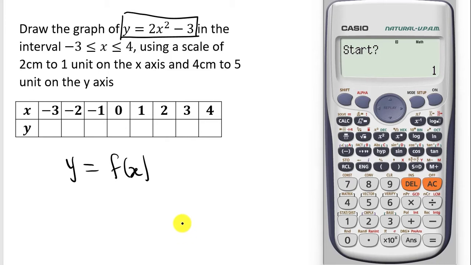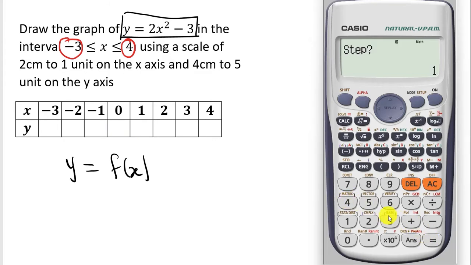You have been given some interval, and the interval is -3 less than or equal to x less than or equal to 4. Okay, so in that case, it means that your first value, your starting value, is indeed -3. So you're going to type -3 and you press equal to, and it says end. What is the end value? Now the end value, that is the end point, so that is +4. So you're going to press on the +4, you press equal to.